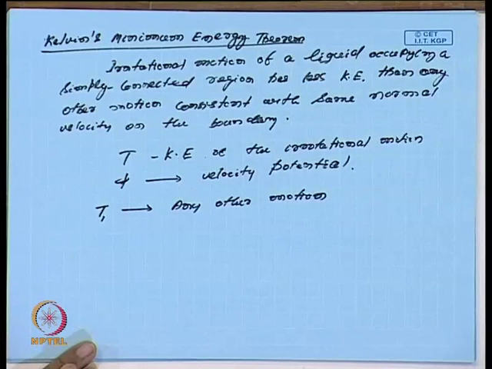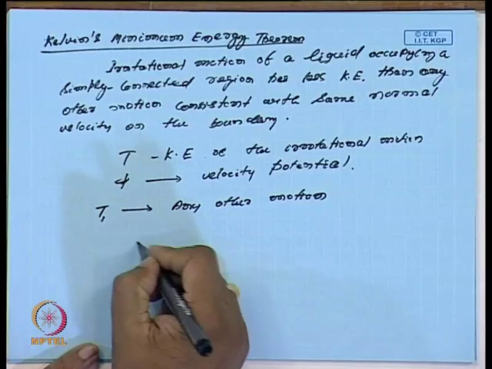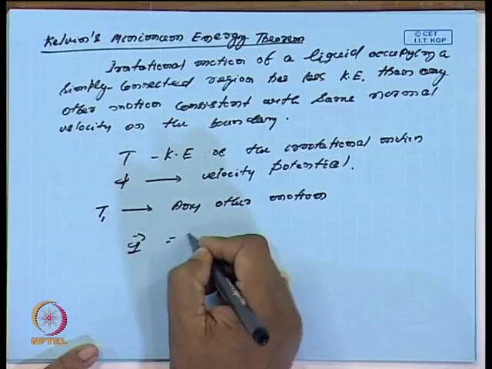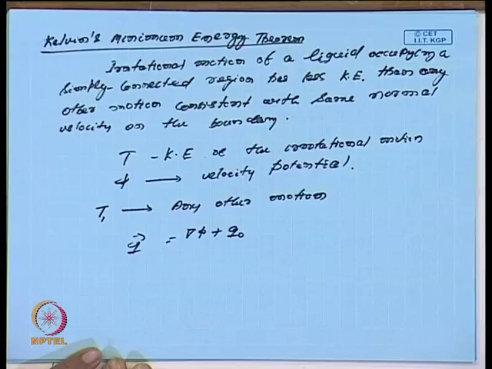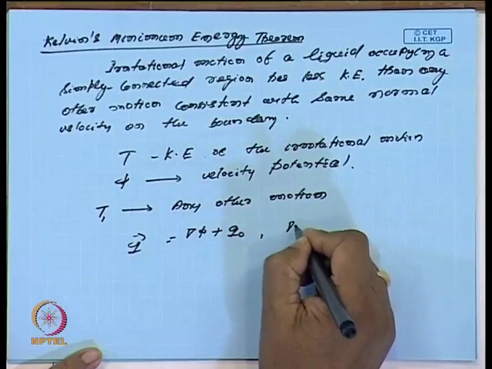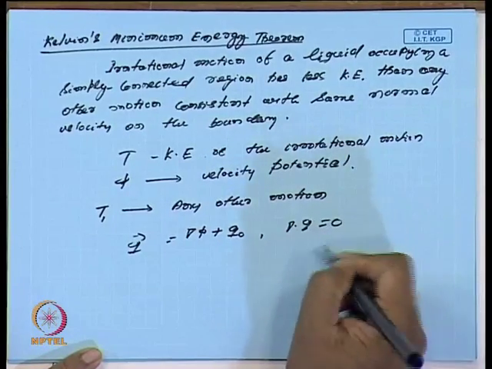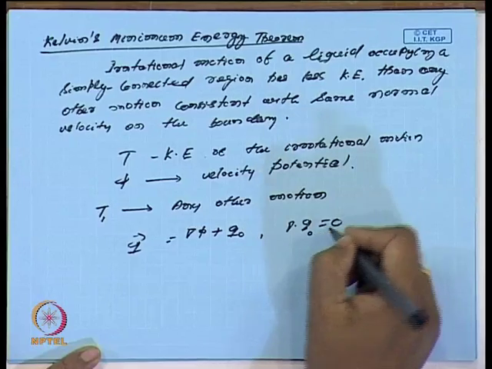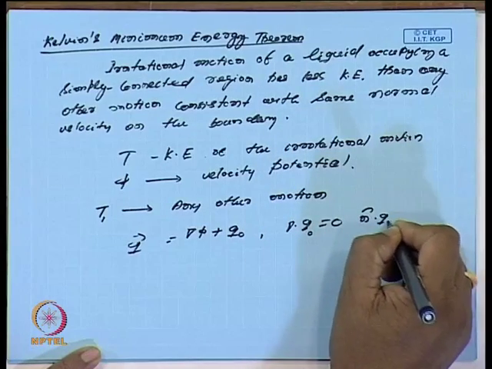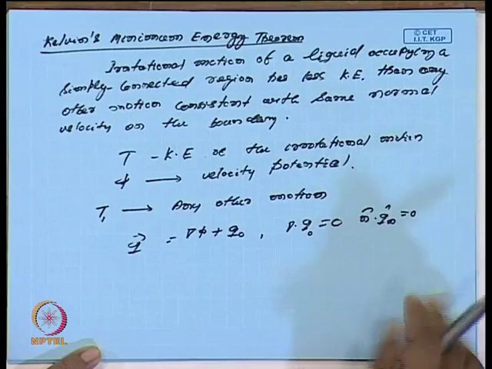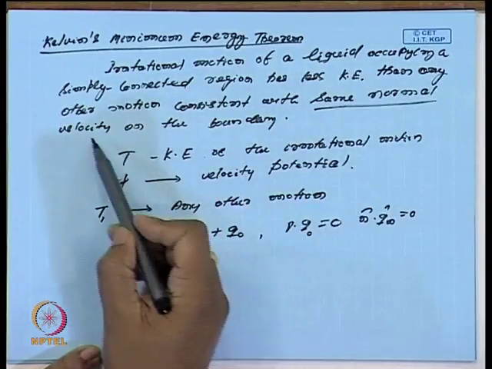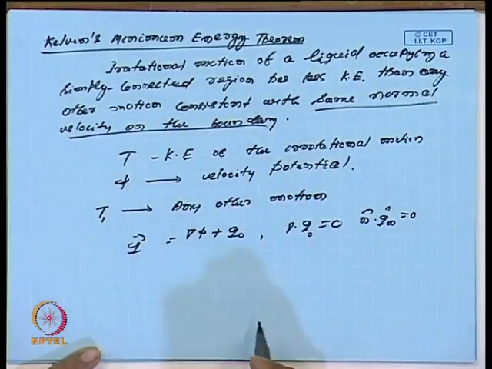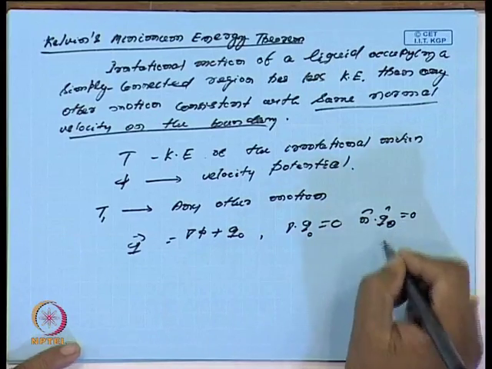Then what will happen? My q bar, the corresponding velocity, will be grad phi plus q naught, where del dot q naught is 0 because the flow is incompressible, and n hat dot q naught is also 0, because it says that any other motion is consistent with the same normal velocity on the boundary. So, q naught dot n hat is 0.